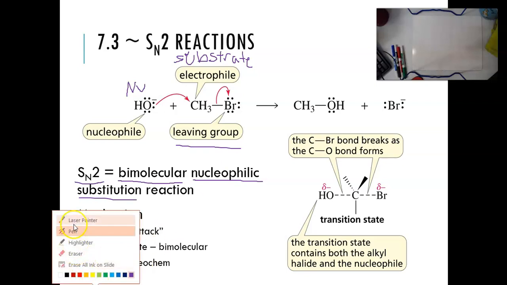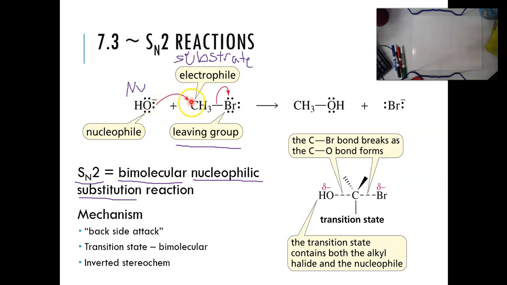So in our first arrow right here, we're going from the electrons on our nucleophile to the carbon that's attached to the leaving group. And remember that carbon's going to be partially positive because of that halogen, which means it's going to be an electrophile. So this is a nucleophilic attack followed by loss of a leaving group.